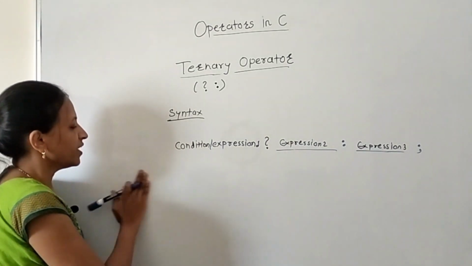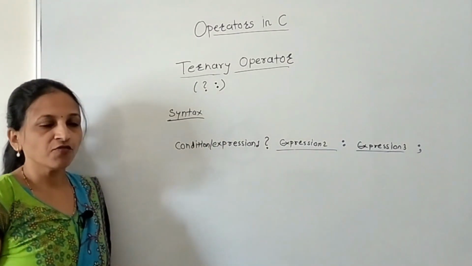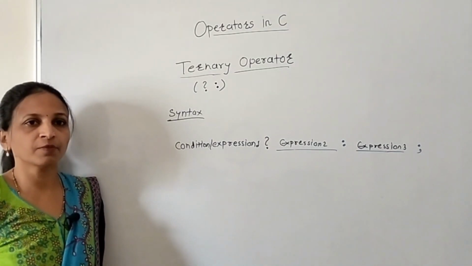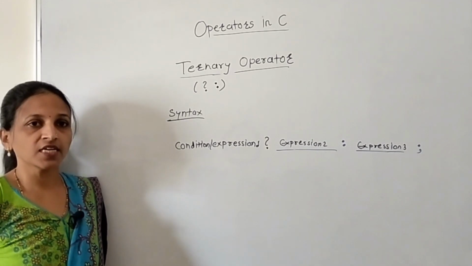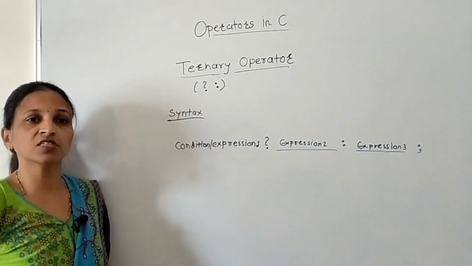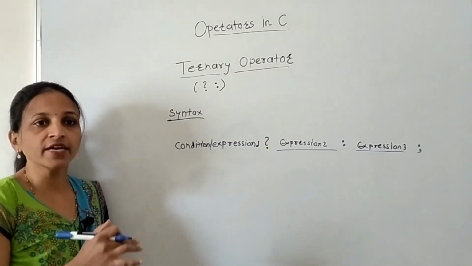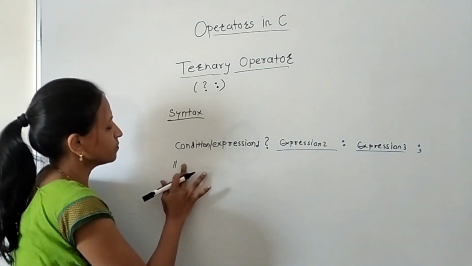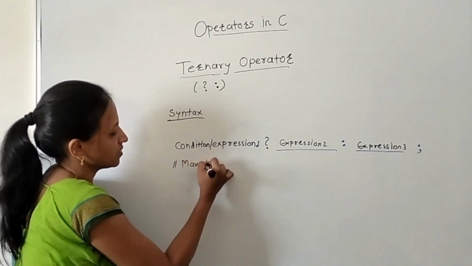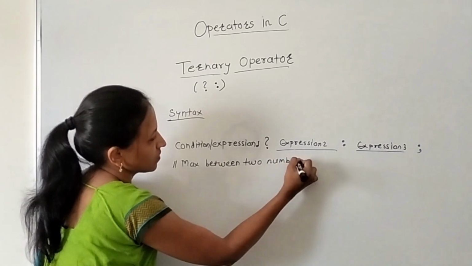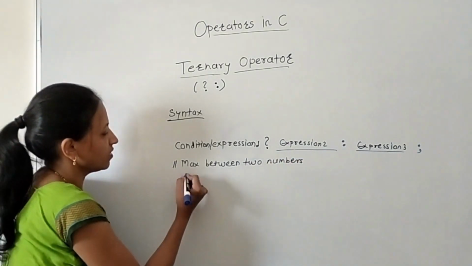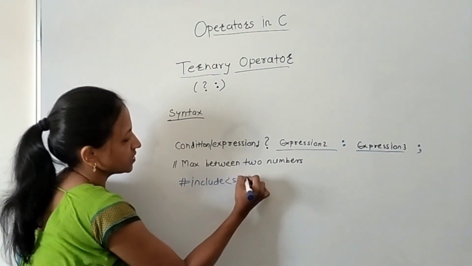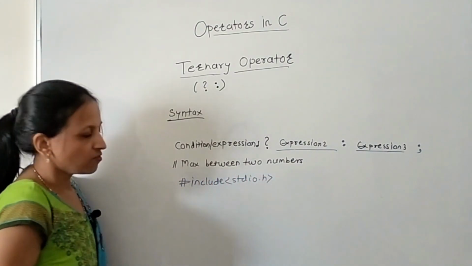Okay, in this way. Now see, for example, suppose I want to find out the maximum number between 2 numbers. In that case how we can use this operator, that we have to see now. Suppose I want to check the maximum between 2 numbers. For that, first we have to write the header file, that is hash include stdio.h.